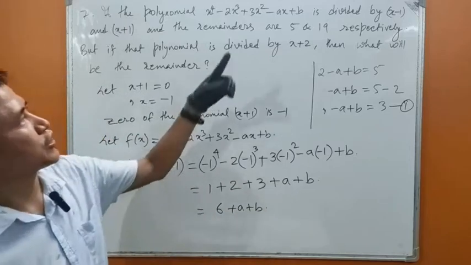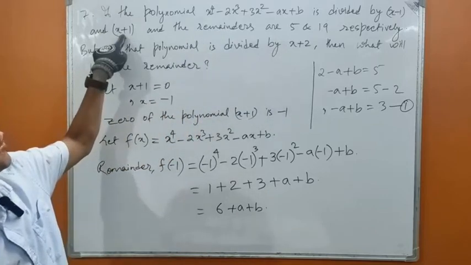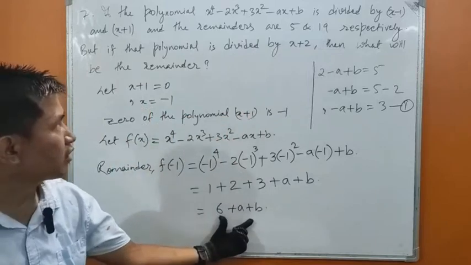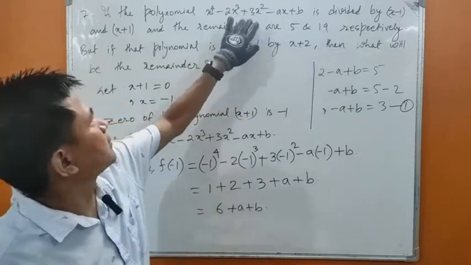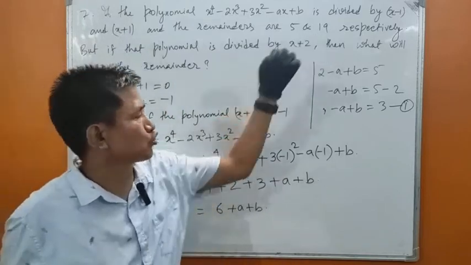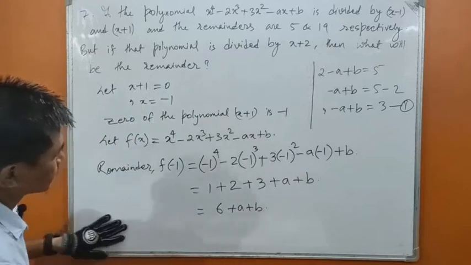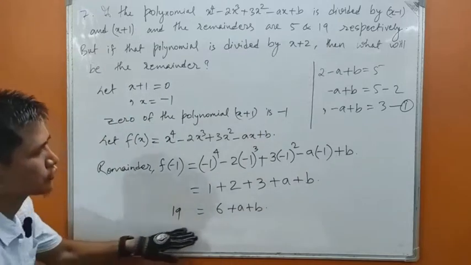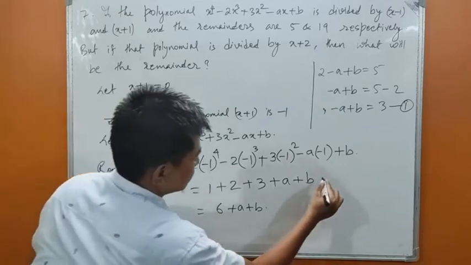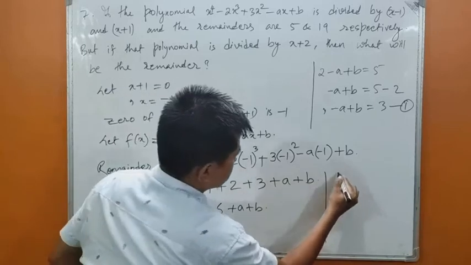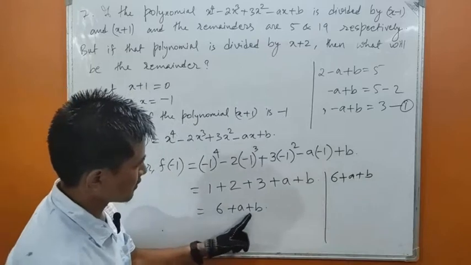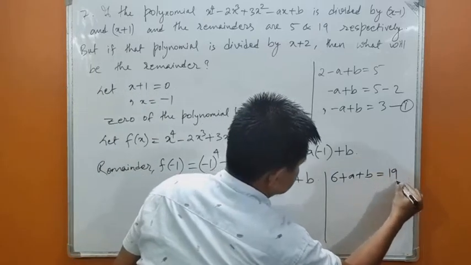But according to the question, when this expression is divided by x plus 1, the remainder should be 19. That means this remainder we got by dividing this expression by x plus 1, isn't it? So this means this remainder and 19 should be equal. So 19 equals to this according to the question, okay. Or let me write in this way, 6 plus a plus b equal to 19, okay.